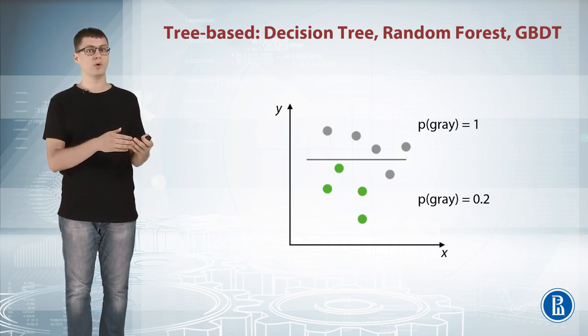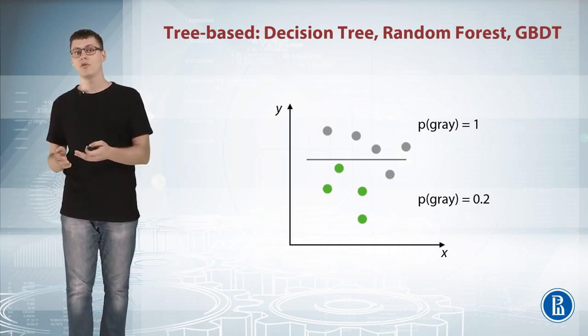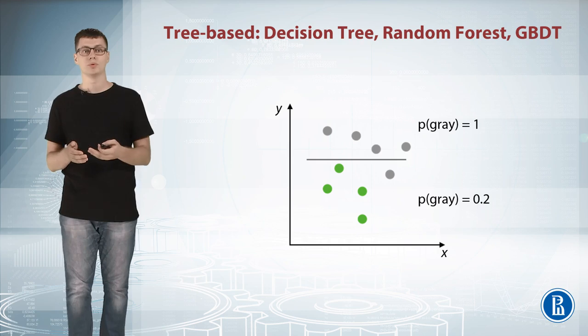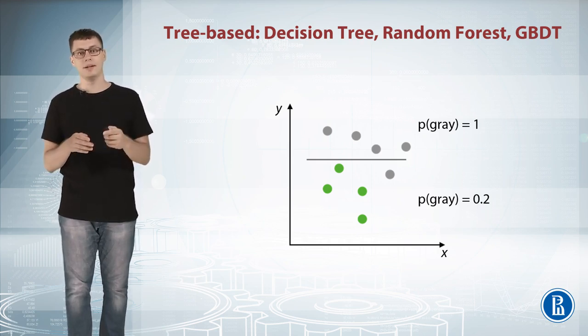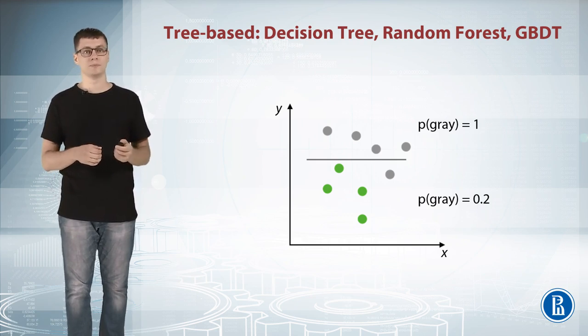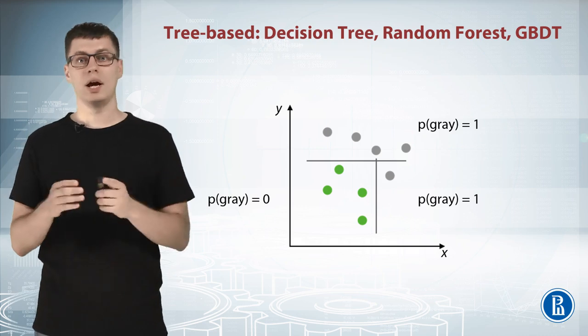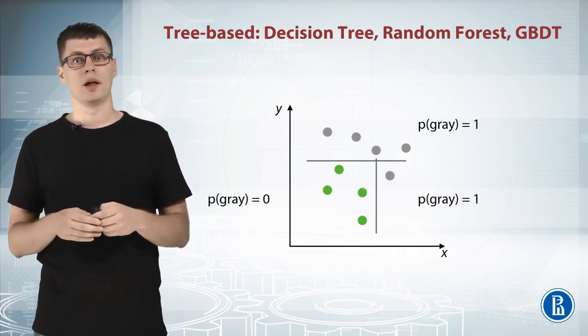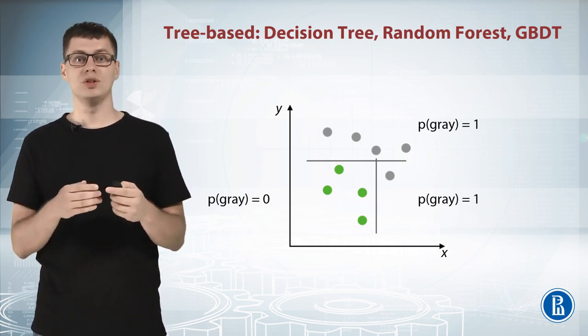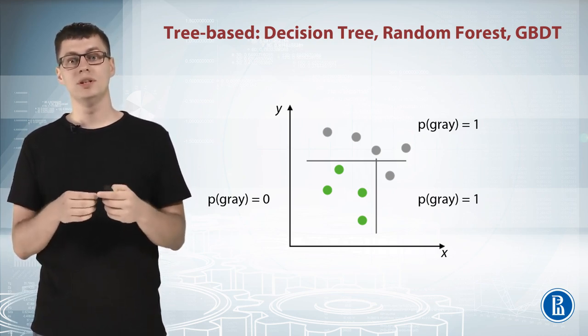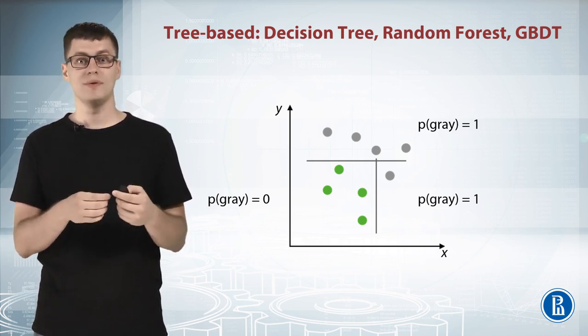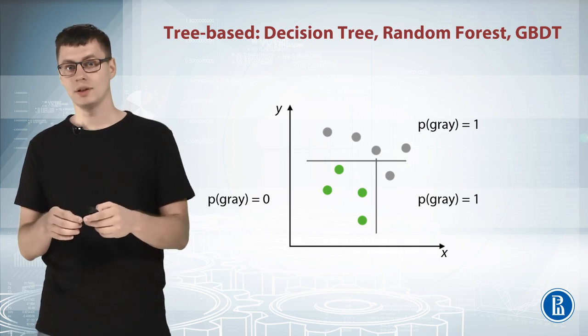Upper will have probability of gray equal to 1, and lower will have probability of gray equal to 0.2. Upper subspace doesn't require any further splitting. Let's continue splitting for the lower subspace. Now we have 0 probability of gray for the left subspace and 1 for the right. This was a brief overview of how decision tree works. It uses divide and conquer approach to recursively split spaces into subspaces.